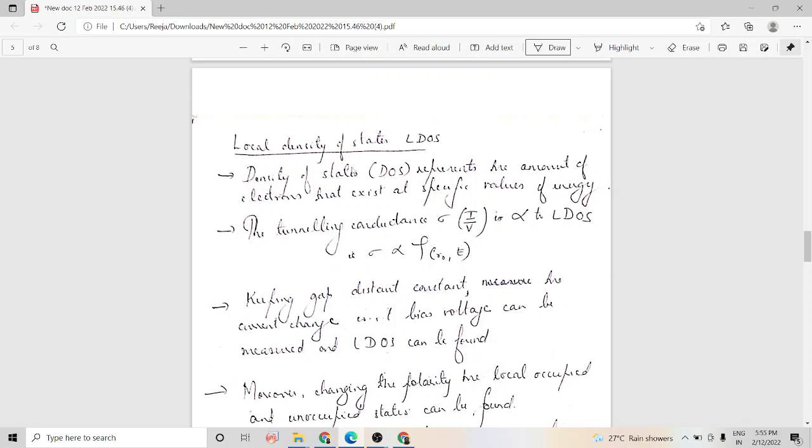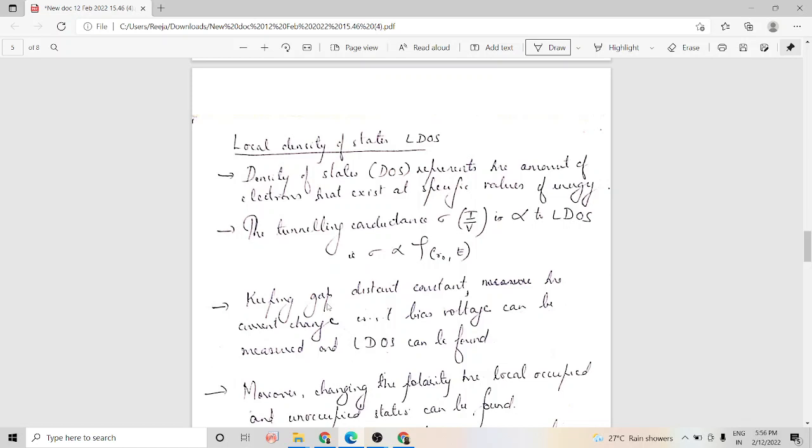That is because density of states, once again I'll tell you, represents the amount of electrons that exist at a specific value of energy. Conductance is the inverse of resistance, which is V by I. So tunneling conductance sigma equal to I by V is proportional to the local density of states. So, by measuring the tunneling conductance, we can find out the density of states.